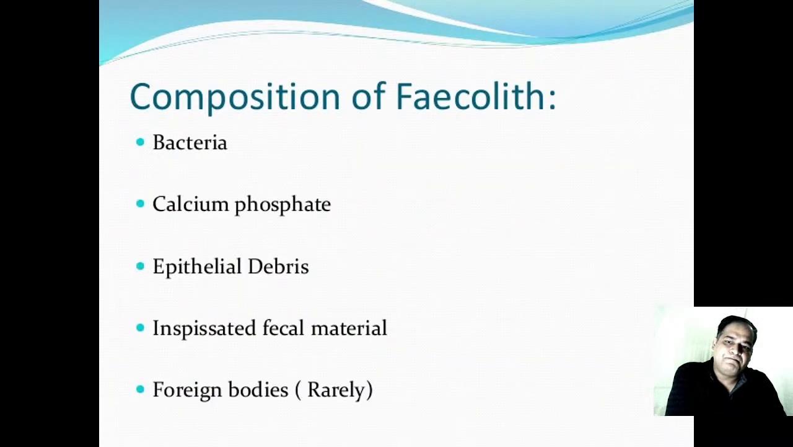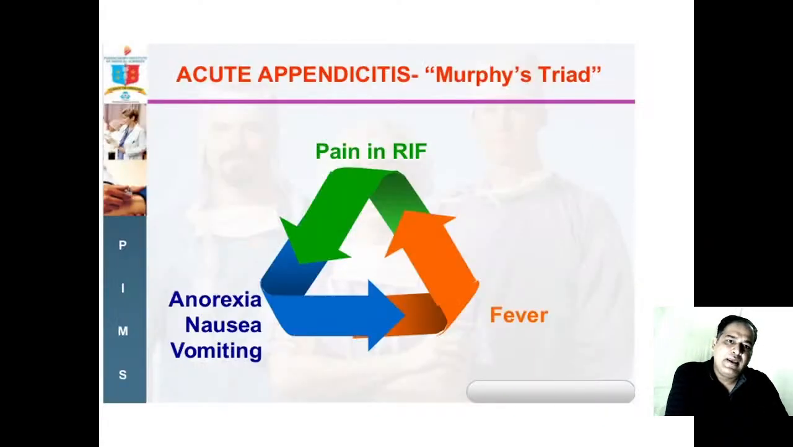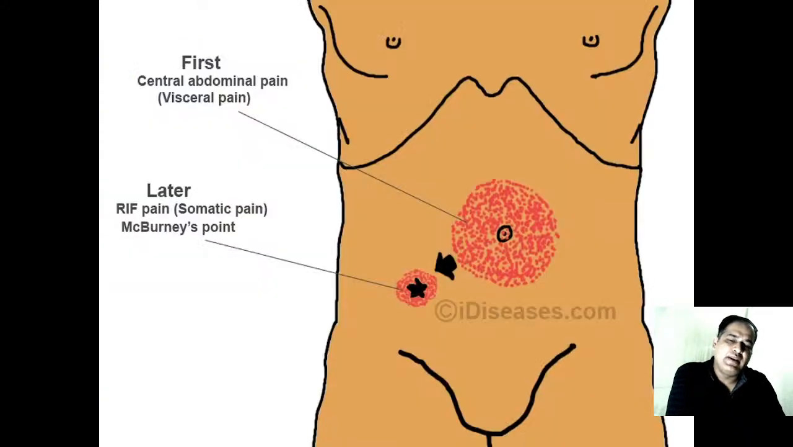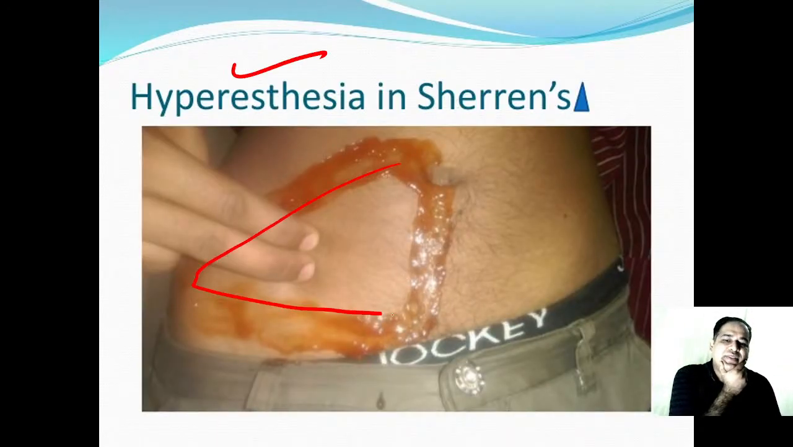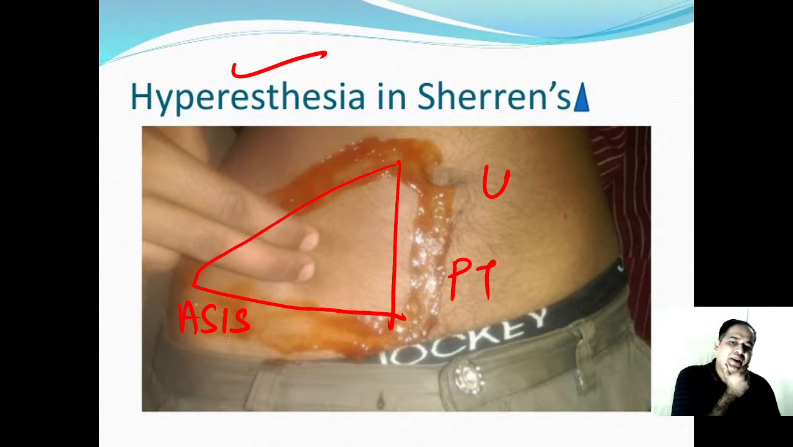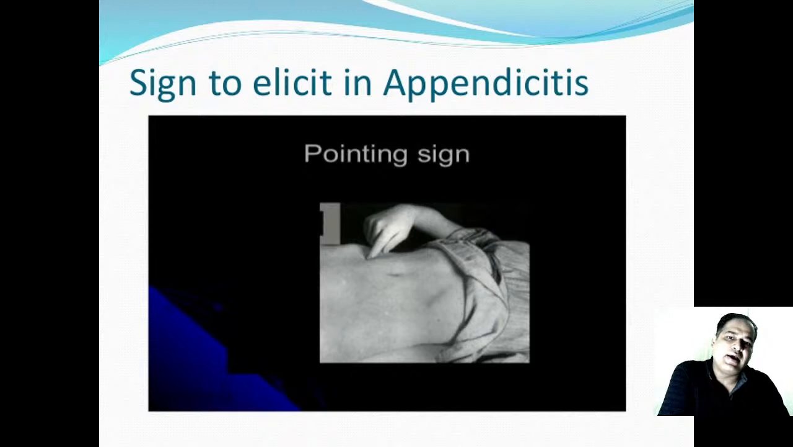Fine. Now see, Murphy's triad. Pain, first it will appear here, then it will migrate to the right iliac fossa. That is called migratory pain. There will be hyperesthesia in the Sherren's triangle, bounded by the umbilicus, pubic tubercle, and anterior superior iliac spine. There will be hyperesthesia in this triangle.